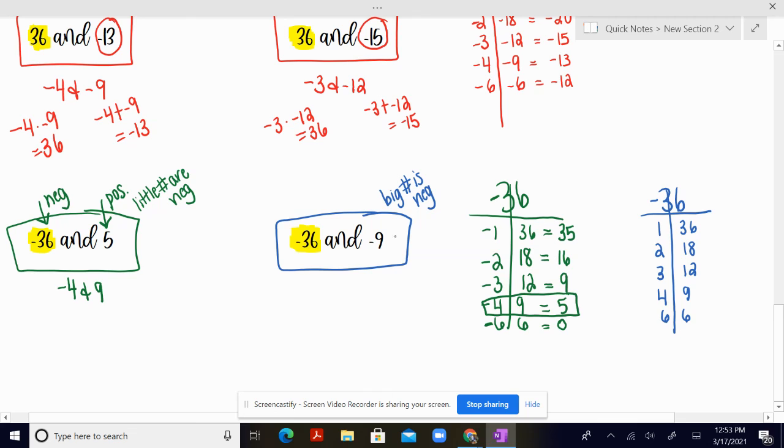Now, when they're both negative, that makes all the bigger numbers negative. When I add them together, I get negative 35, negative 16, negative 9, negative 5, and 0. So the pair I'm looking at would be positive 3 and negative 12. 3 times negative 12 gives us negative 36, and 3 plus negative 12 gives us negative 9.